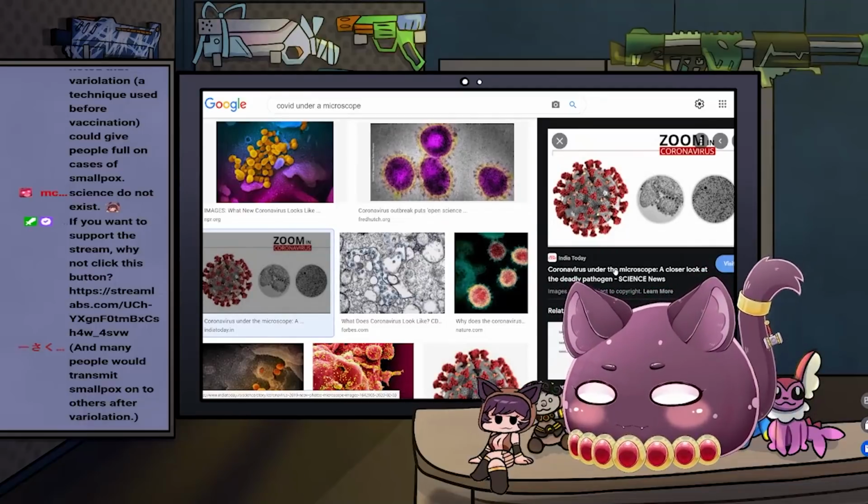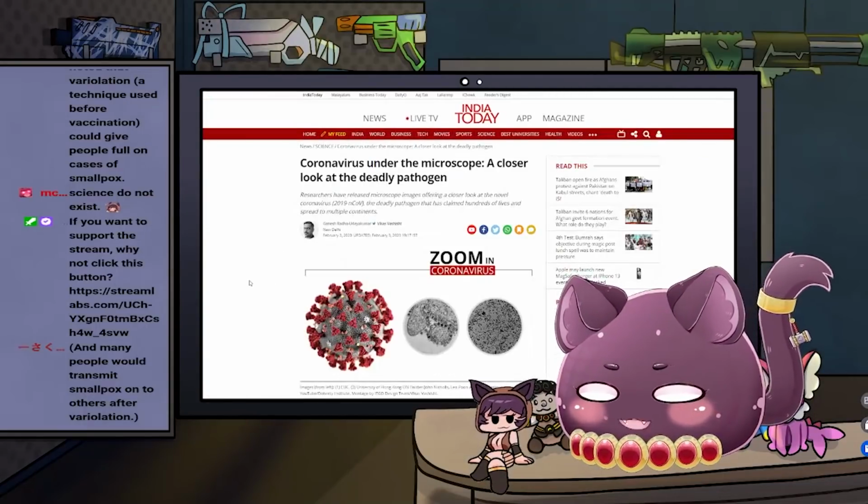Zoom on coronavirus. A closer look at the deadly pathogen.